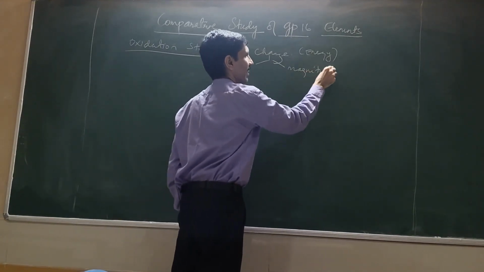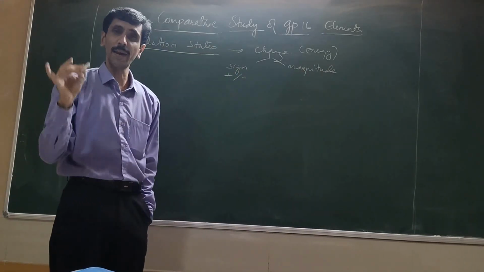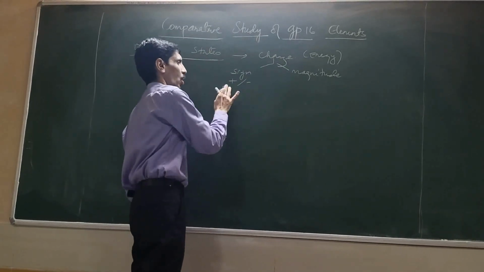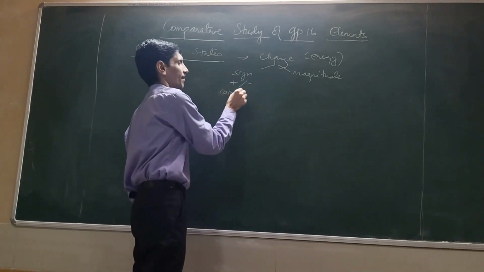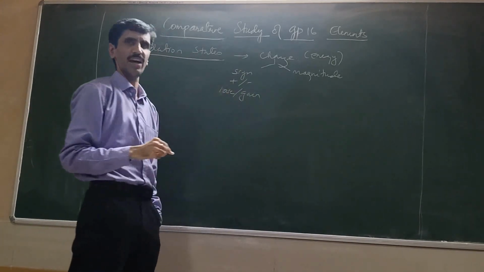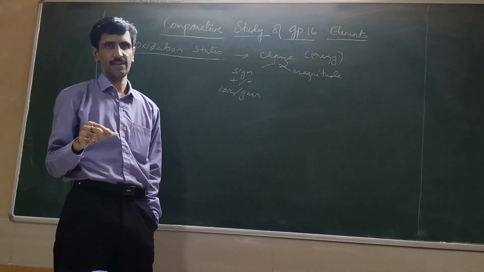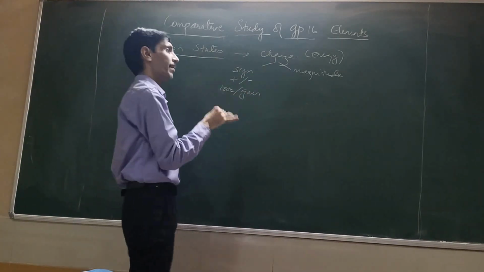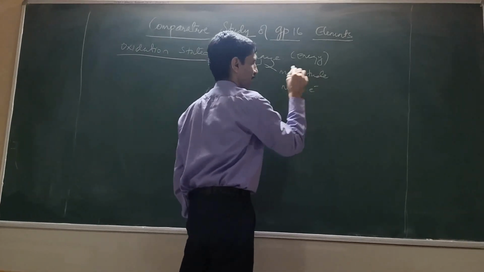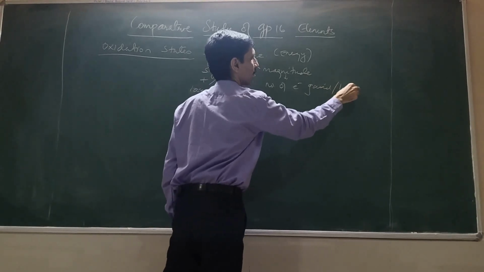Now when I talk about sign, it can be either positive or negative, which depends upon the tendency to either gain or lose electrons. When it is going to be losing electrons, it will have a positive charge. When it is going to gain electrons, it will have a negative charge. Next is magnitude, which is the number of electrons, either gained or lost.